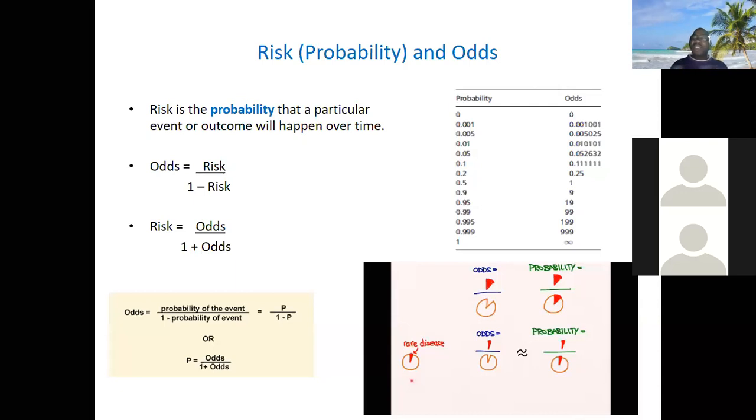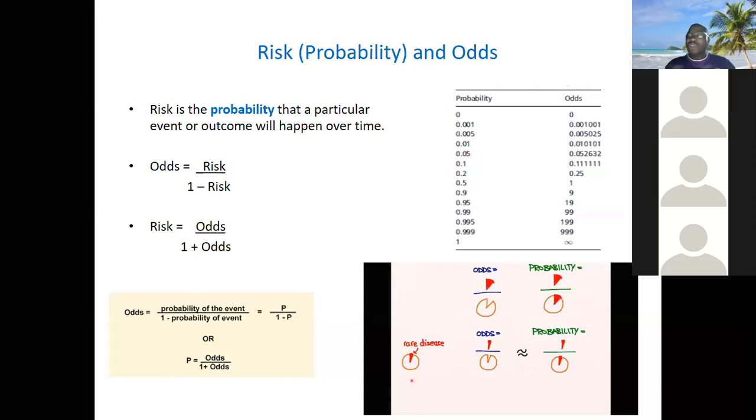So what it means is that if the probability that it will rain tomorrow is 0.6, which is 60%, the probability that it will not rain tomorrow will be 0.4, which is 40%. The odds of it raining tomorrow will be the probability of it raining tomorrow divided by the probability of it not raining, which is 1 minus that probability. So in that case, the odds of it raining tomorrow will be 0.6 divided by 0.4.